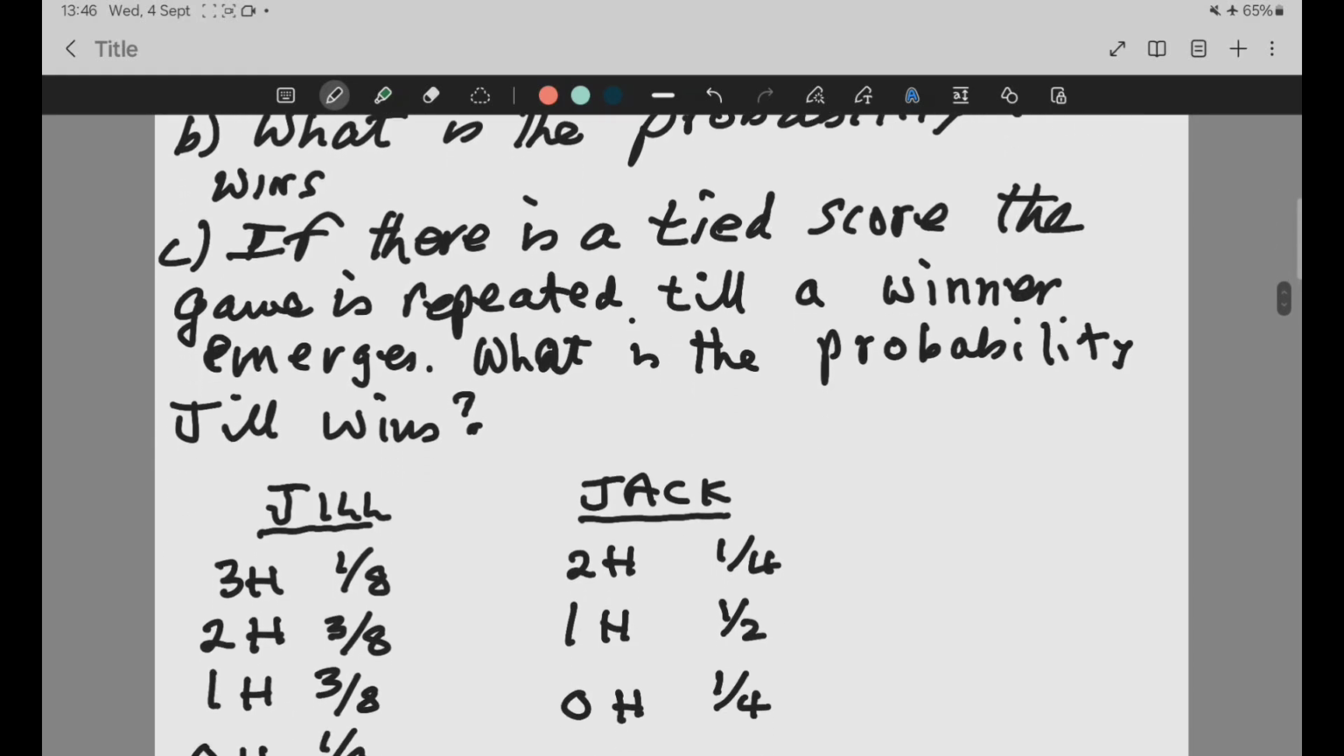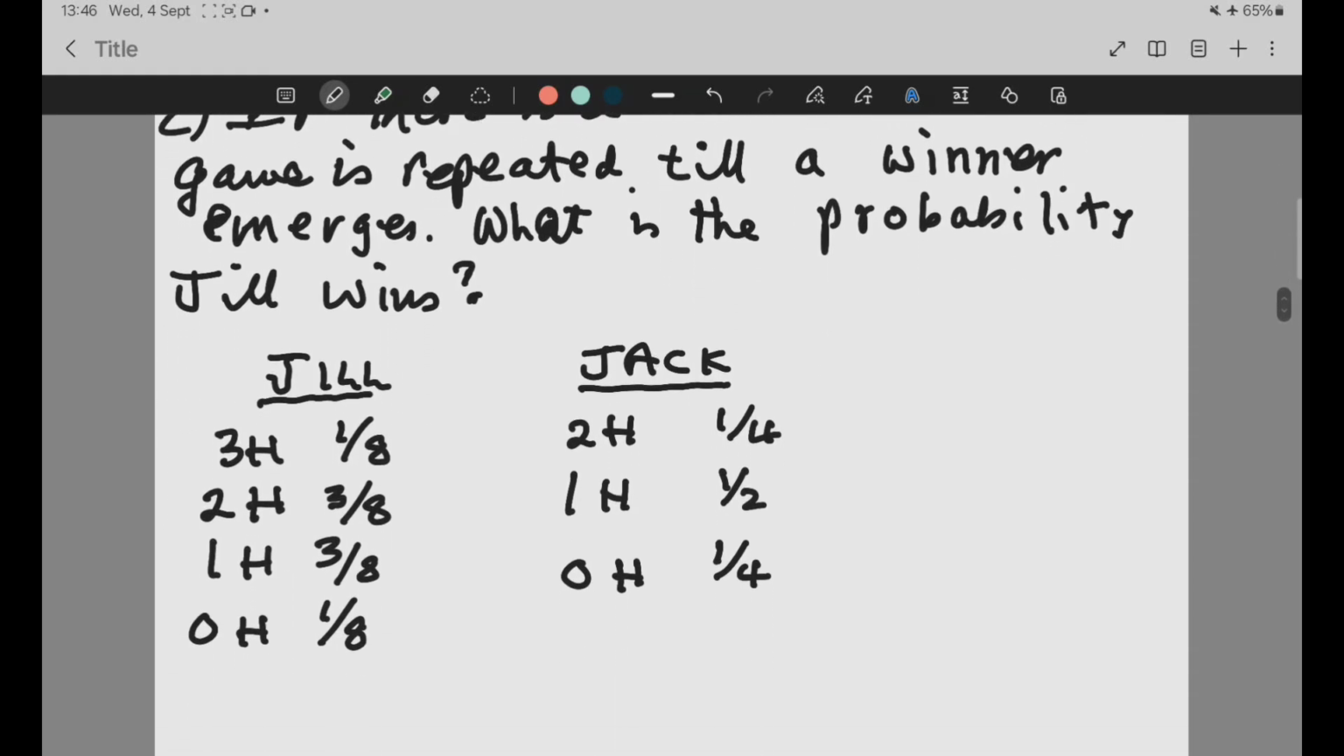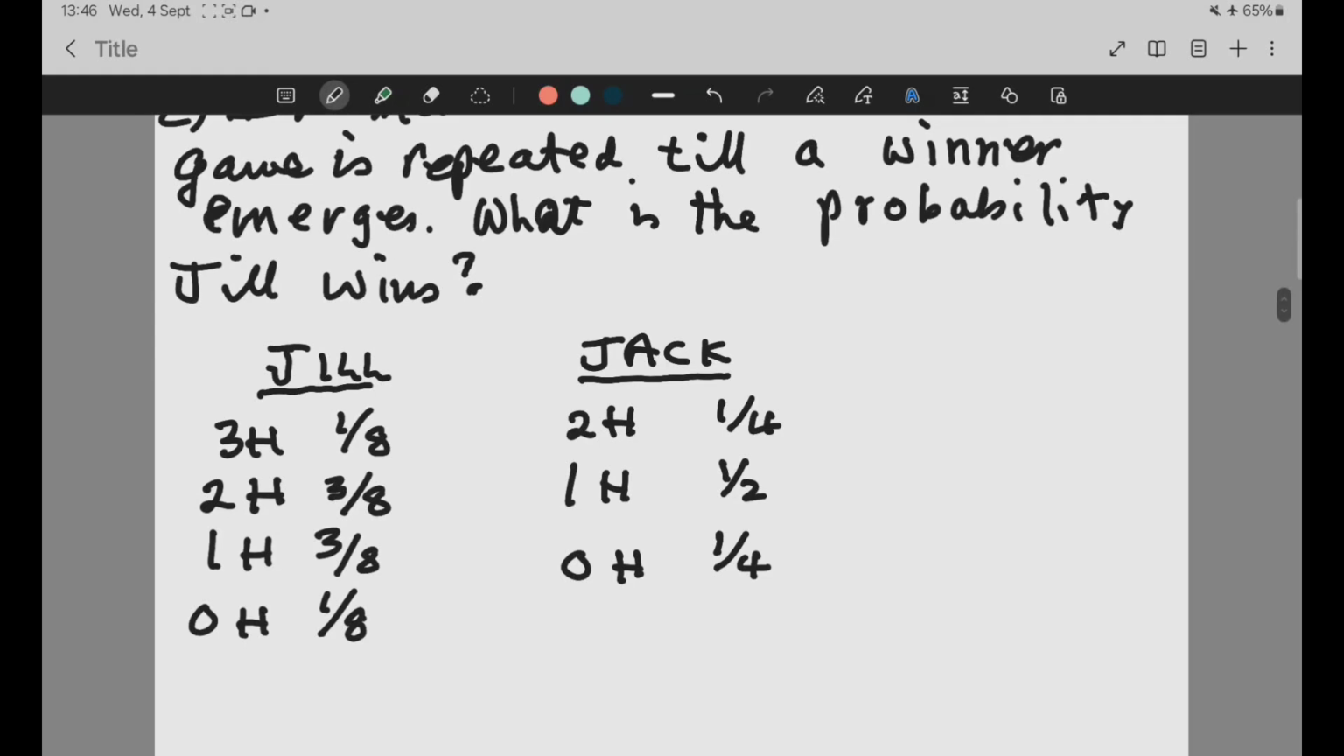Now, I've listed the various ways the coins can fall just to save a bit of time. And it reads like this. Jill, 3 heads, probability 1/8, 2 heads, probability 3/8, 1 head, probability 3/8, and no heads, probability 1/8. And for Jack, probability of 2 heads is 1/4. The probability of 1 head is 1/2, and the probability of no heads is also 1/4.